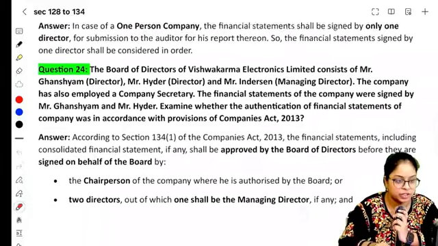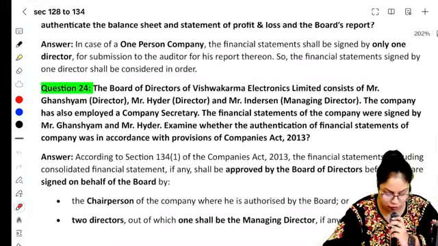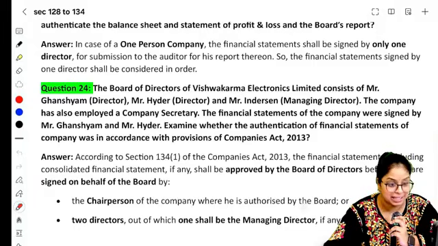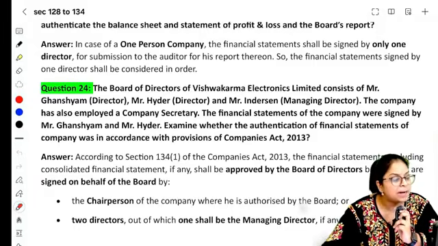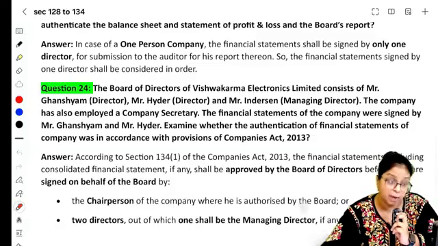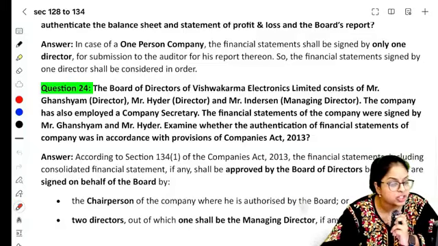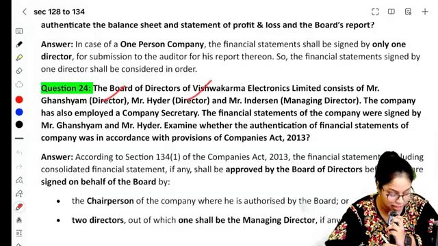Right? அடுத்த question படிங்க. The board of directors of Vishwakarma Electronics Limited consists of Mr. Ghanshyam, Mr. Haider and Mr. Inderson. Okay, in which Ghanshyam and Haider is a normal director, guys, and this Inderson is a managing director. The company has also employed a company secretary. Company secretary irukanga. The financial statements of the company were signed by Ghanshyam and Haider. இவங்க ரெண்டு பேரும் சைன் பண்ணிருக்காங்க.